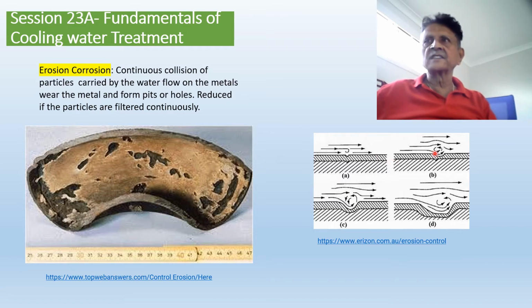If you look into this diagram, you find that in A, a small dent is formed, and then as the water flows with the particles, it hits further. There is an eddy current which continues hitting it. Eventually, the pit becomes deeper and deeper until pitting holes are formed, and that is how the pipes start leaking.